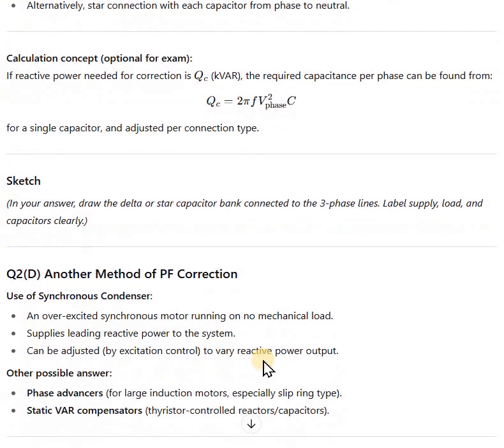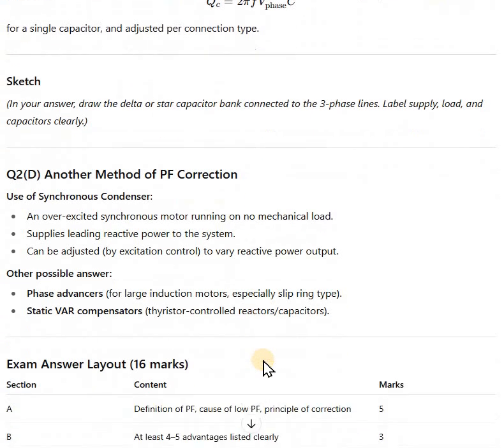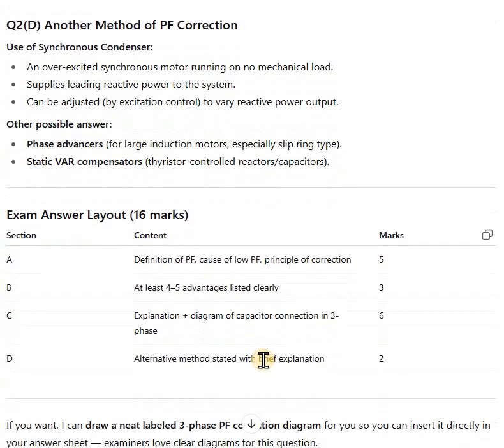The calculation concept: if the reactive power needed for correction, the kVAR, is QC, it can be calculated as 2 pi f V square, f being the frequency, V the phase voltage, square, times capacitance, right? Another method of power factor correction is the use of a synchronous condenser. An over excited synchronous motor running on no mechanical load supplies leading reactive power to the system. It can be adjusted to vary reactive power output.